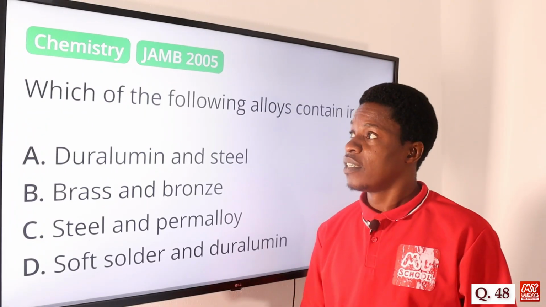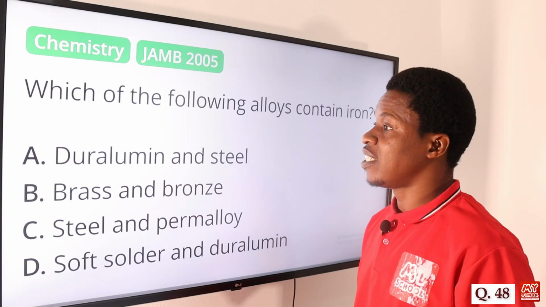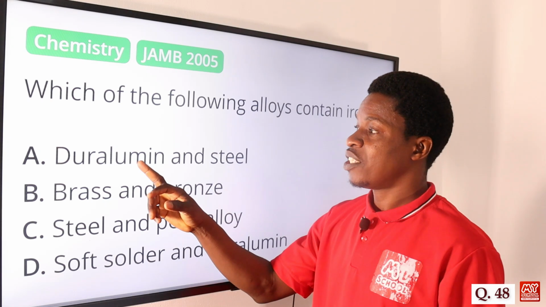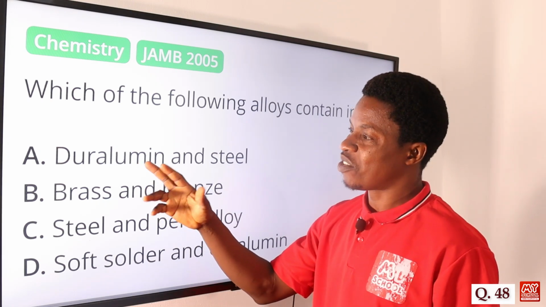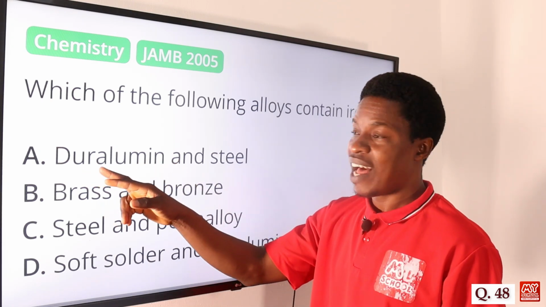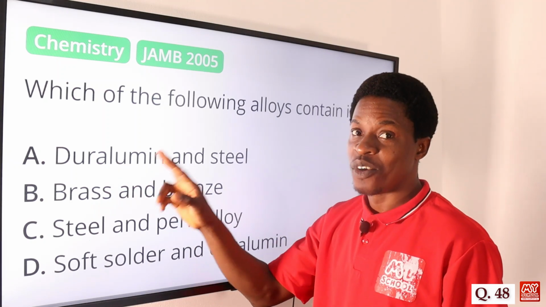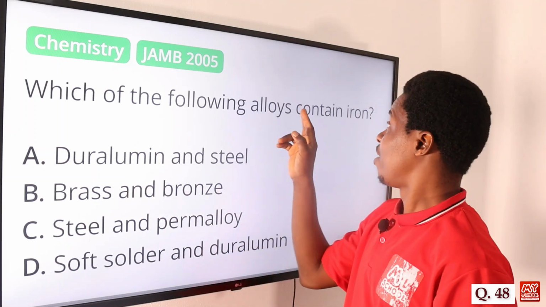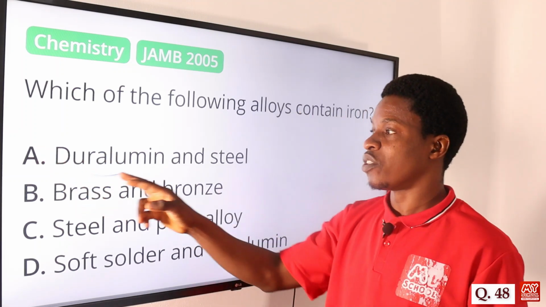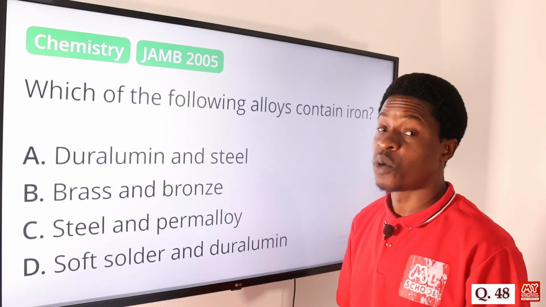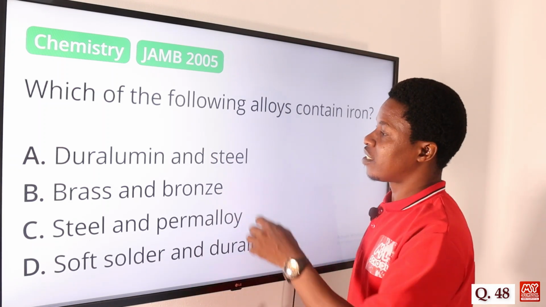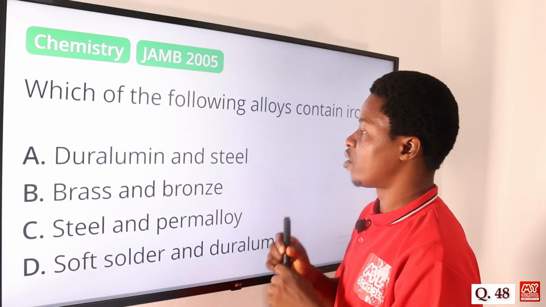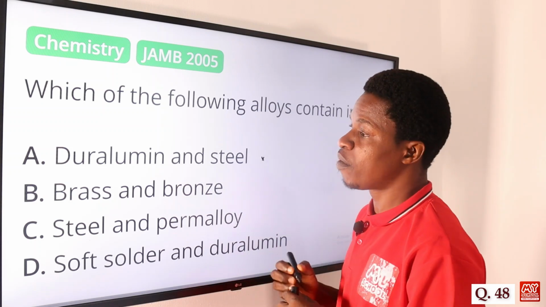Question 48. Which of the following alloys contain iron? Option A says duralumin and steel. When we talk about duralumin, as the name implies, it contains aluminium. So the major metal there is aluminium, not iron. We are looking at the one that contains iron, so this one does not contain iron. Steel, of course, we know steel is an iron alloy. So this one is correct, but duralumin is aluminium. Because of that, option A is eliminated from the options.